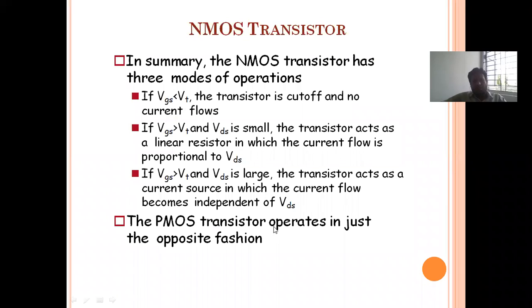The PMOS transistor operates in just the opposite fashion. So this is the theory of the NMOS transistor, and the PMOS transistor is the exact opposite.